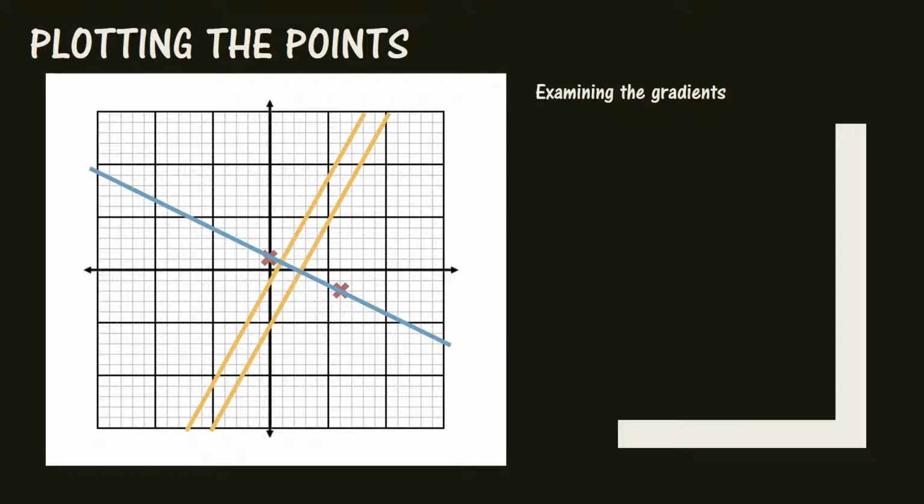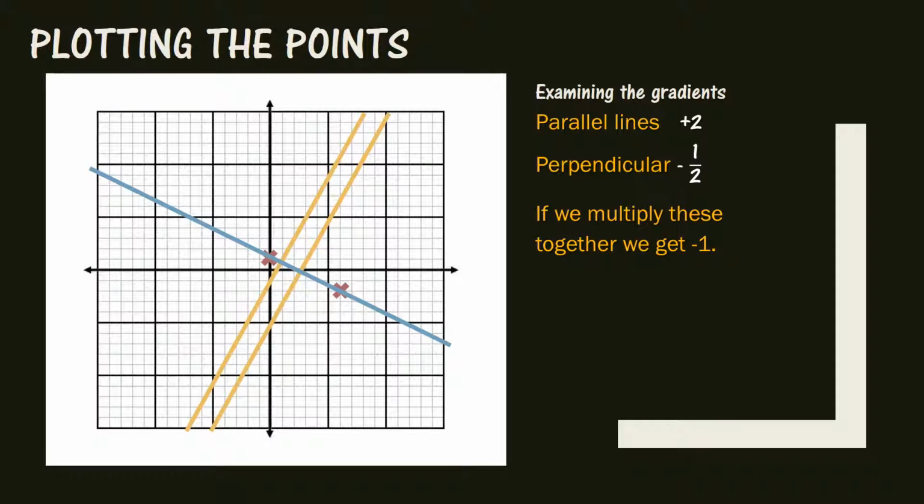Let's look at the gradients that we worked out though, because the parallel lines had a gradient of plus 2, so the two yellowish orange lines have a gradient of plus 2, and the perpendicular line is one of minus a half. And the key part is this: if we multiply these two gradients together, the plus 2 and the minus a half, we get minus 1, because 2 lots of minus a half gives us minus 1.